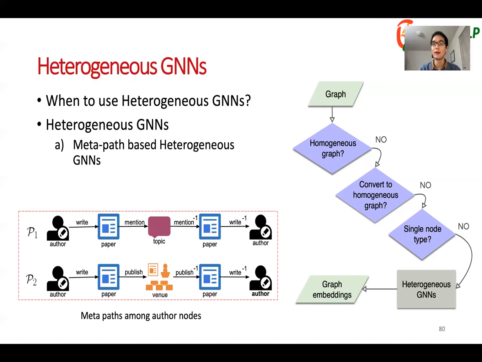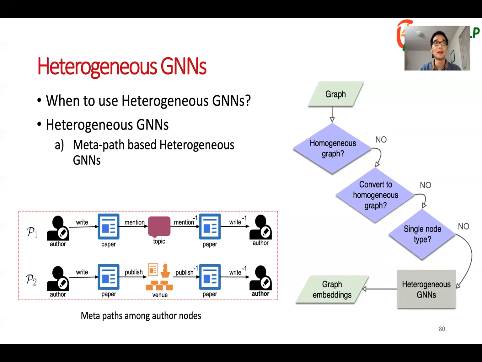Let's first see one example of meta-path. Here we show two meta-paths between the author nodes. For example, the author can write a paper which mentions a topic, and the topic can be mentioned by another paper which is written by another author. Besides that, the author can also write a paper which is published at a venue, and the venue can publish other papers which are written by other authors. So these are just two examples of meta-paths between the author nodes.